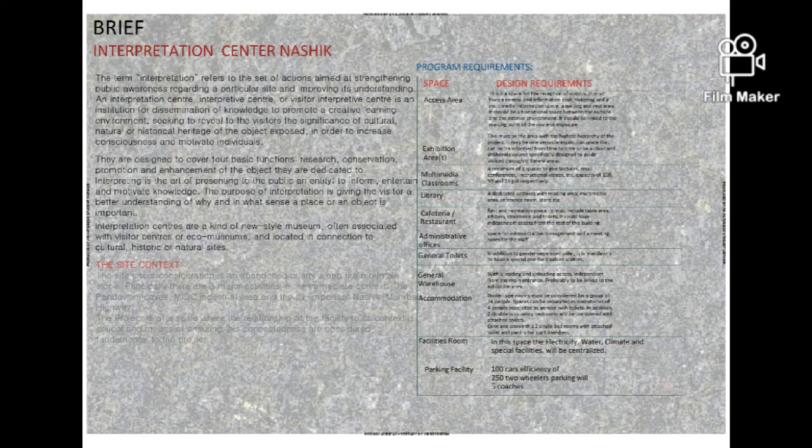Here comes the program requirement. The spaces which are required in the interpretation center are exhibition areas, multi-purpose room, library, cafeterias, administrative offices, and the accommodation areas which are there in this kind of museum, which we couldn't find in other museums.